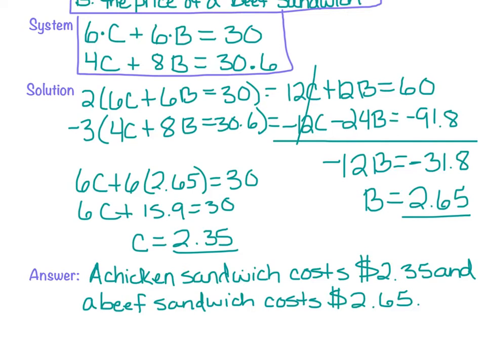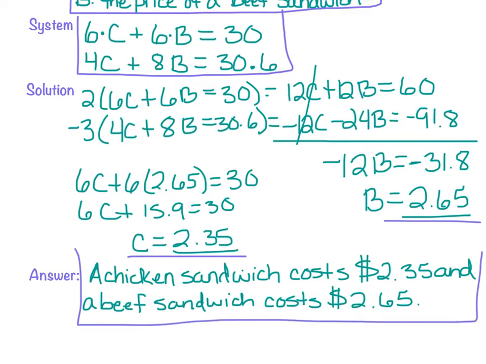So to recap, we want to make sure that we label our variables. We want to make sure we've written out the system of equations. You need to find the solution using whatever method you want, but I need to see work on the page. And then you can't just tell me C is this and B is that. You have to actually answer the question with a full sentence. All right, let's try another one.